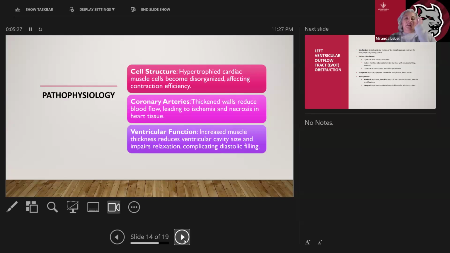The pathophysiology here starts with the cell structure. Hypertrophied cardiac muscle cells become disorganized, affecting contraction efficiency. The coronary arteries have thickened walls that reduce blood flow, leading to ischemia and necrosis in heart tissue. And then we have the ventricular function. Increased muscle thickness will reduce the ventricular cavity size and impair relaxation, complicating diastolic filling.